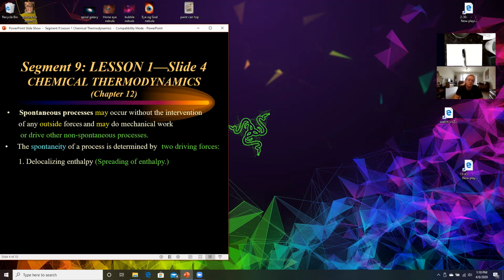That's the spontaneous direction. If we think of enthalpy, say I've got 100 kilojoules of energy in some matter, then that energy can cause that process to take place if the energy can be delocalized and moved out somewhere else. So spreading, diluting of enthalpy rather, is one of the processes that causes things to occur.